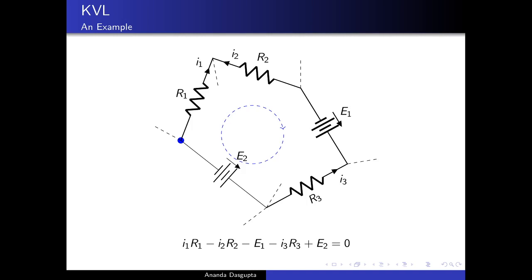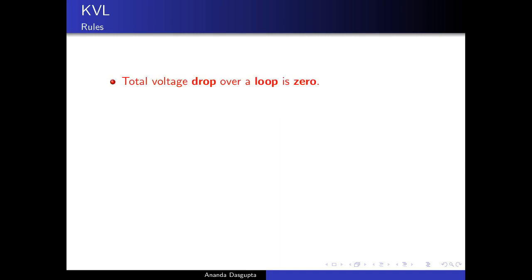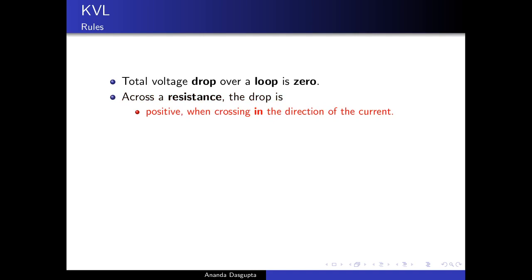So let's just summarize. The rule for KVL is: total voltage drop over a loop is 0. I've highlighted the words drop, loop and 0. Those are important. But of course you could have just equally well said total voltage rise over a loop is 0. Now, for quick reference, let me remind you that when you are crossing a resistance, the drop is positive when crossing in the direction of the current. When you are going in the direction of the current, voltage is actually dropping in the direction you are going.